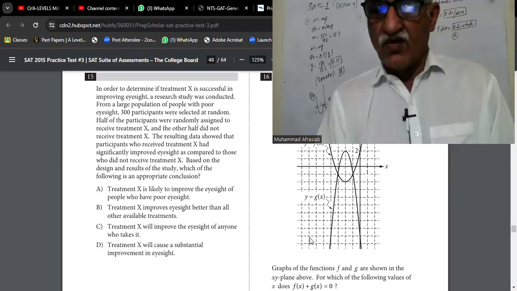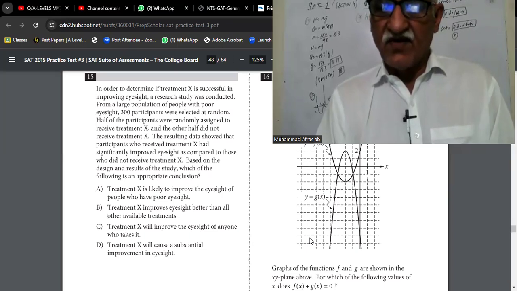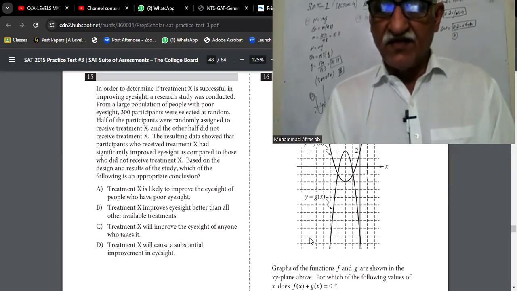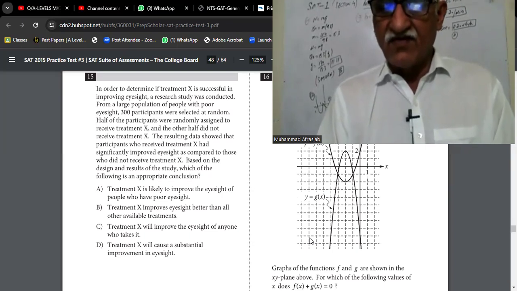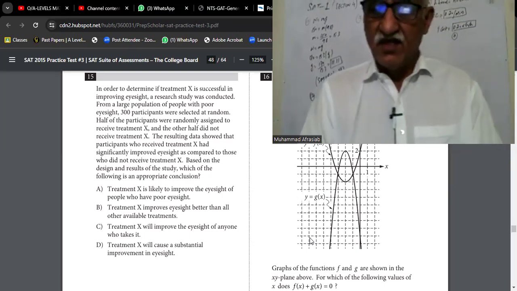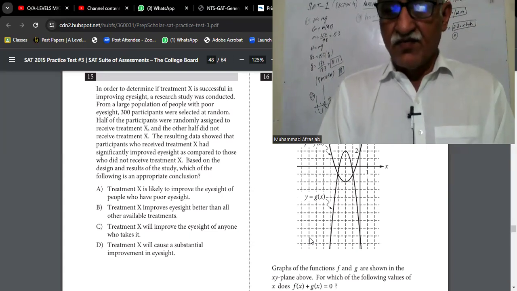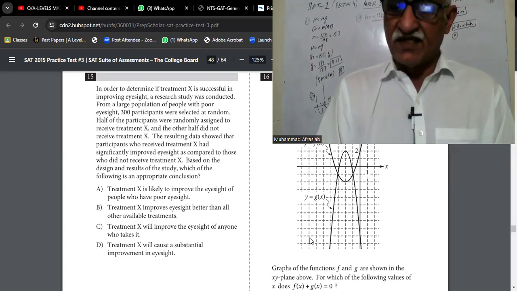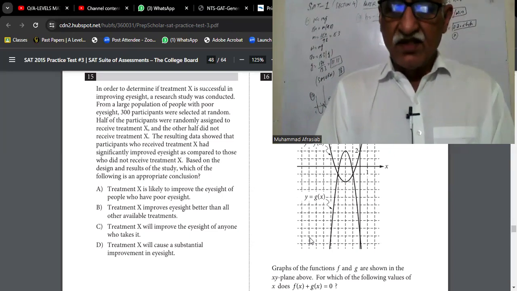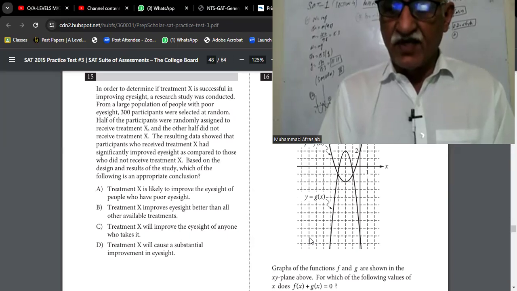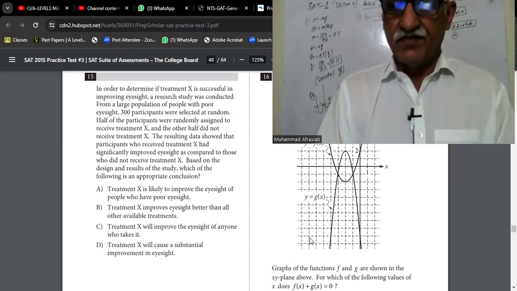300 were selected at random. Half of the participants were randomly assigned to receive treatment X, and half did not receive treatment X. The resulting data showed that the participants who received treatment X had significantly improved eyesight compared to those who did not receive treatment X. Based on this design and result of this study, which of the following is the appropriate conclusion?